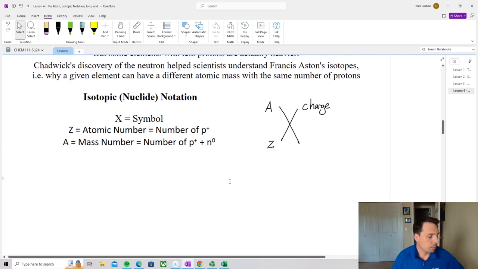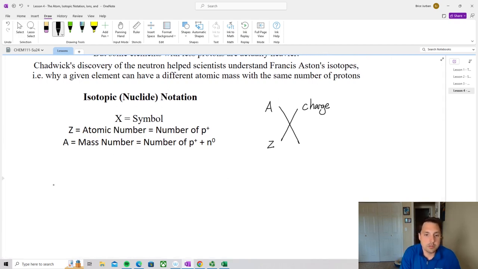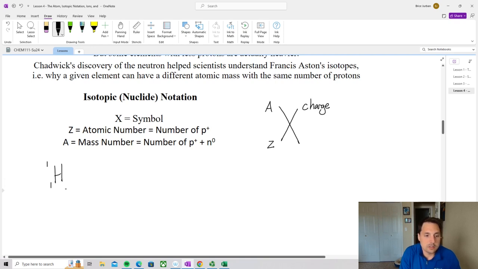And let's look at a couple different examples here. The first and simplest isotope is hydrogen 1. So hydrogen 1 has the notation like this, and this would be a neutral element.